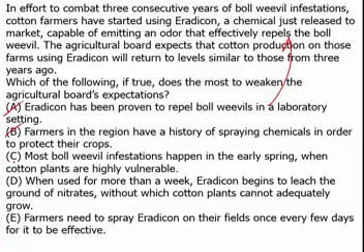C. Most boll weevil infestations happen in the early spring when cotton plants are highly vulnerable. We know that boll weevil infestations have happened. We know that they've negatively affected cotton production, and so C is just reiterating this and giving us more specific details, but it doesn't address the assumption that there's something else going on that could possibly be affecting cotton production, or that there's maybe something off about Eradicon. So let's get rid of C, and we're down to two answers.